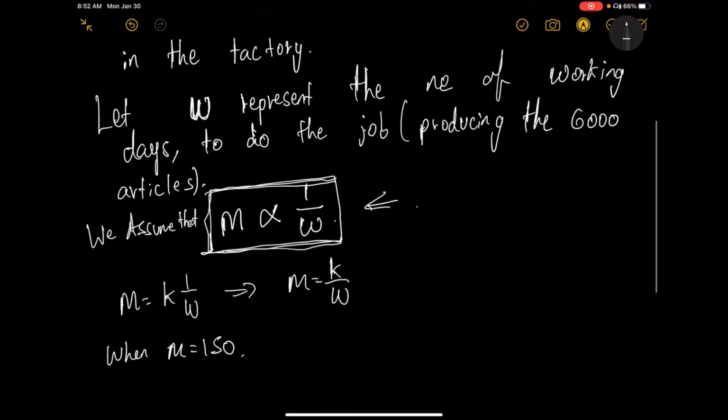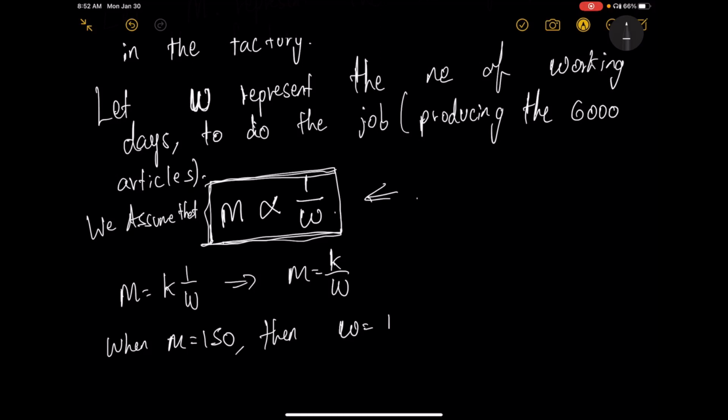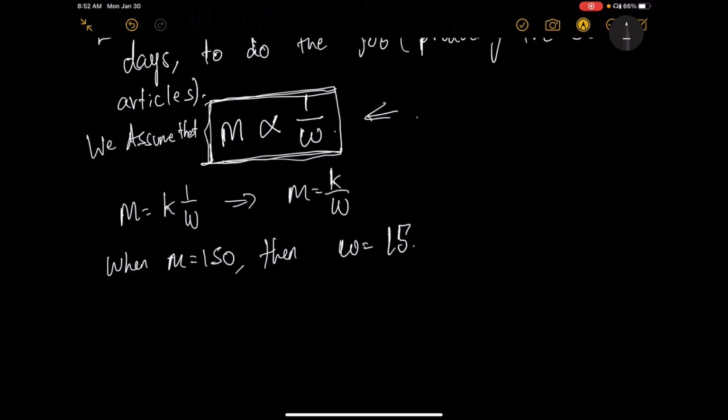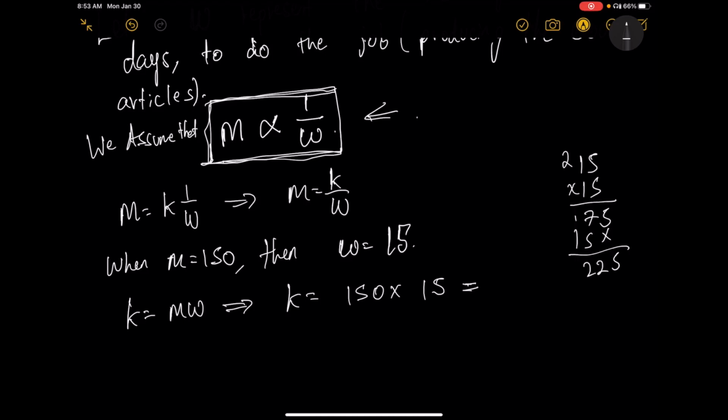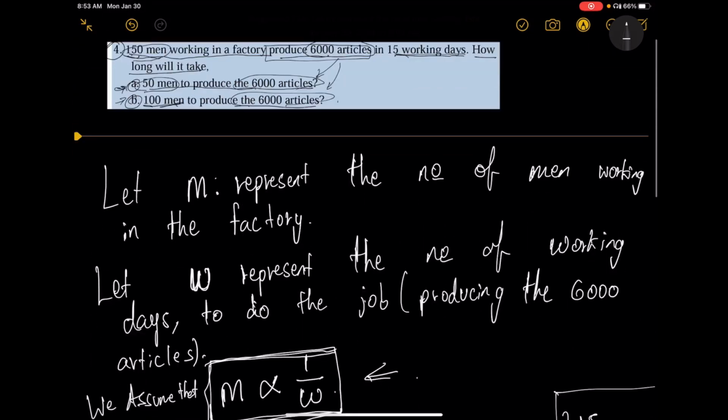150 took them 15 working days, so w is equal to 15. Therefore k is equal to m times w, which implies k is equal to 150 times 15, which is 2250. So m is equal to 2250 over w. Now we have related m and w.